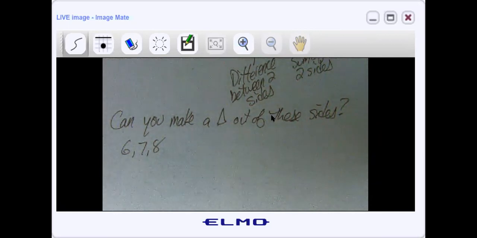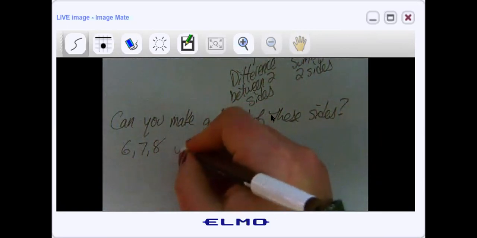Oh, 2 votes for yes. And I didn't mean to tell you what they were voting for, but yes, they are correct that it's a yes. Now, here's how you know.